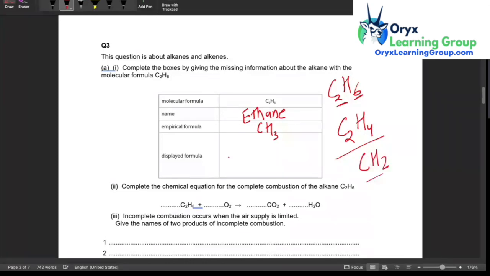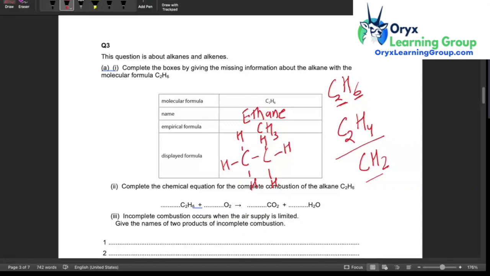Let's go to displayed formula. What do you mean by displayed formula? Is it to show the connection between the atoms? Yes, correct. The displayed formula shows the two carbons with a single bond, and then three hydrogens connected to each carbon with single bonds. Correct. Very good. So it will show the different atoms and the different bonds, how the atoms are arranged together. This will be the displayed formula.